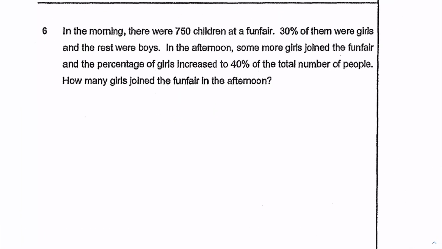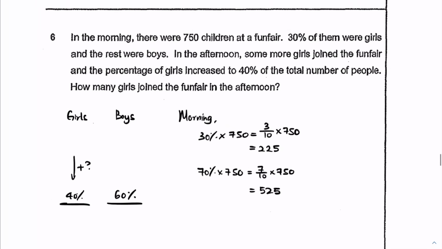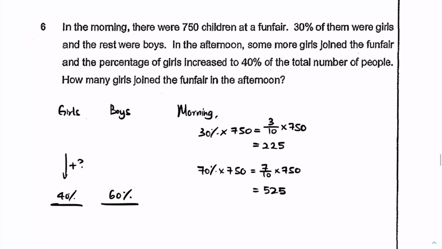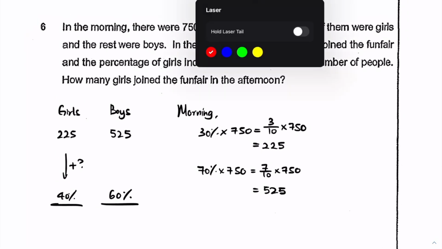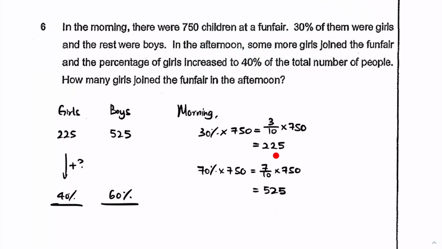So question 6, 750 total at the fun fair. 30% were girls, the rest were boys. Well, we can instantly find out the number of girls and boys at the beginning, can't we? 30% of 750 is 225, girls at first. 30% girls, 70% boys, so that's 525 boys at the beginning.